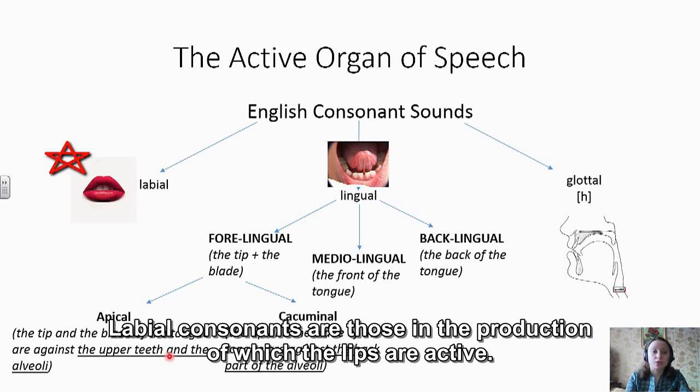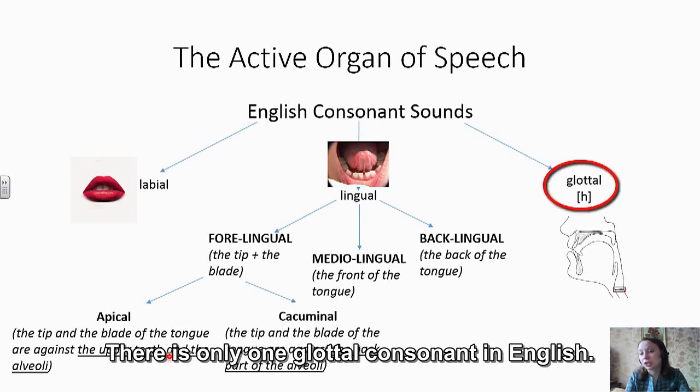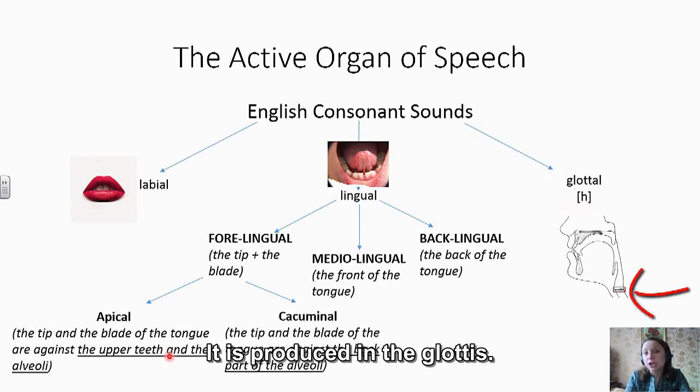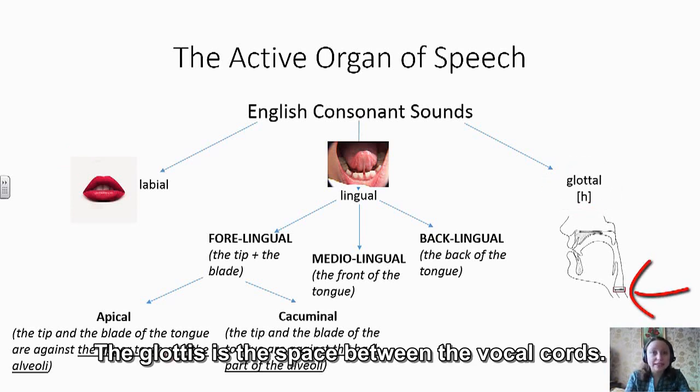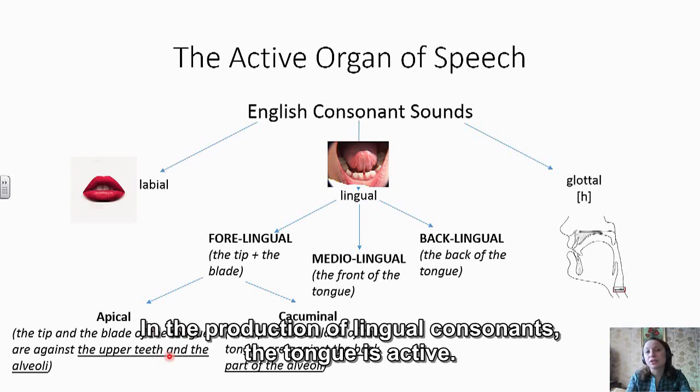Labial consonants are those in the production of which the lips are active. For example, as in p, b. There is only one glottal consonant in English. It is h. It is produced in the glottis. The glottis is the space between the vocal cords. The major group is lingual consonants. In the production of lingual consonants, the tongue is active.